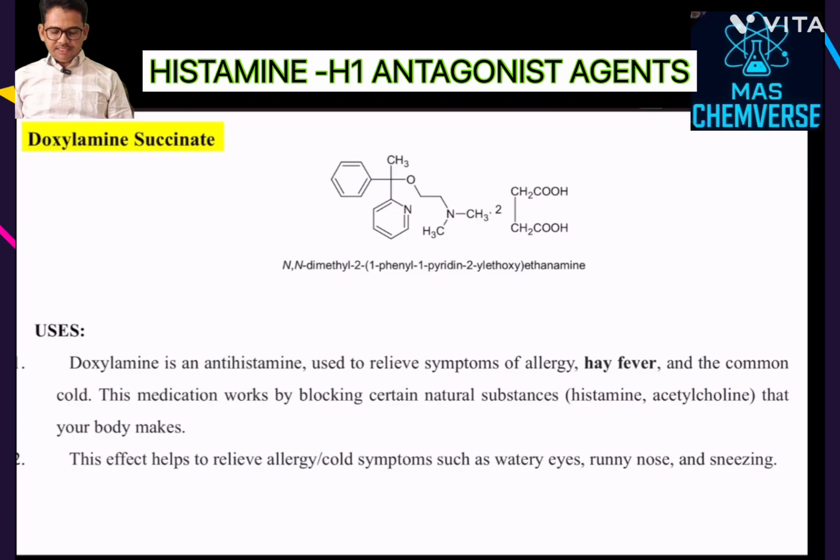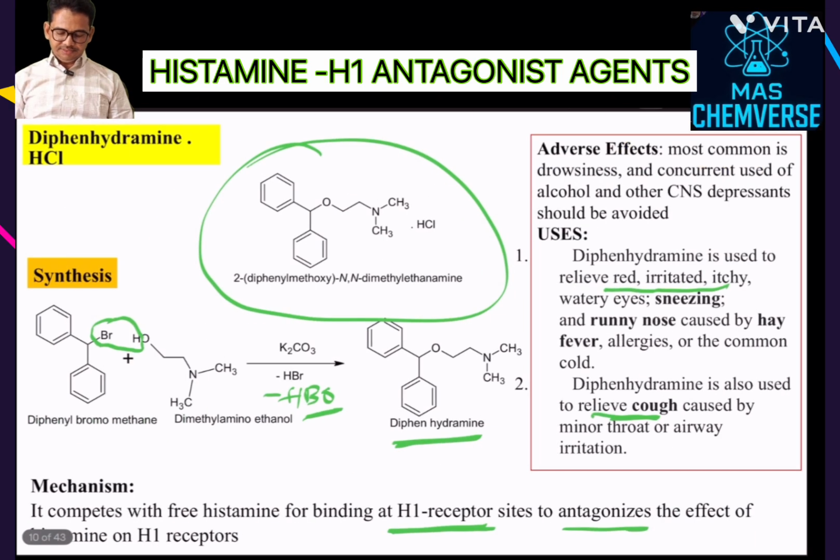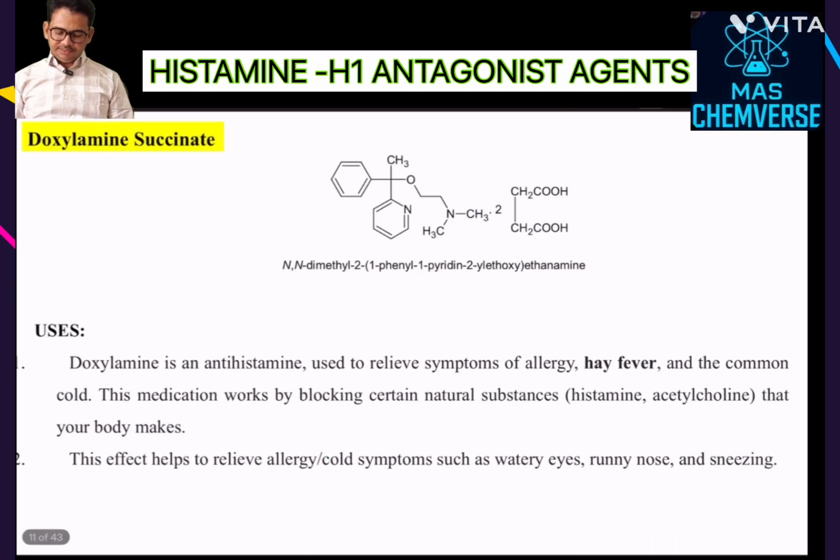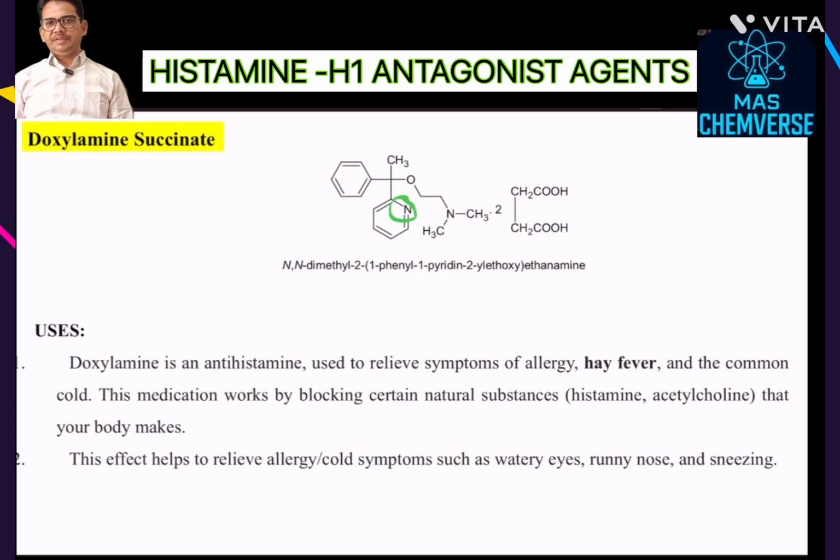The next drug is doxylamine succinate. Doxylamine succinate is almost similar to diphenhydramine. Here the diphenyl methoxy group is there, but in this case, one of the phenyl groups has a heteroatom. That is the difference. Another difference is that it has an extra methyl group. If you write the diphenhydramine structure, you will come to know easily. We can write the structure like this also.